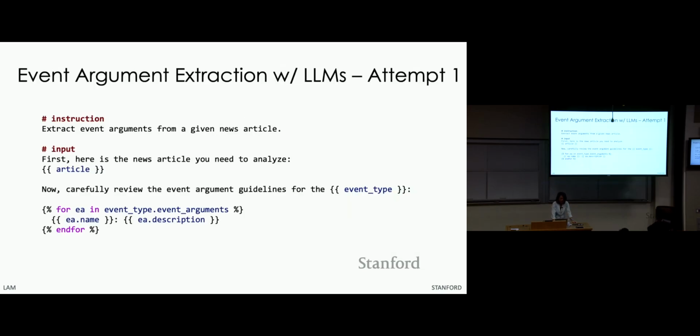And so the first thing here is that you pick up the event, you know which one it is, you pick up the arguments, you give it the description, and you say, go pull this out from the text. Looks very simple, right? This is our first round.